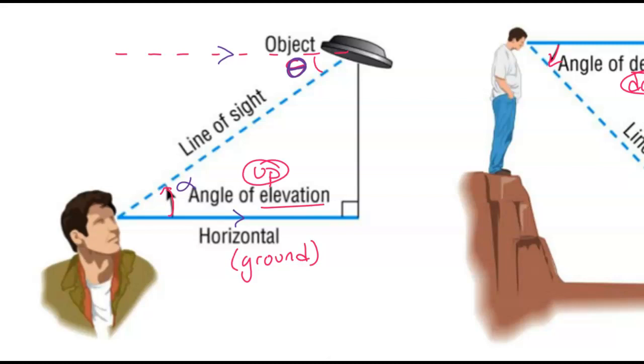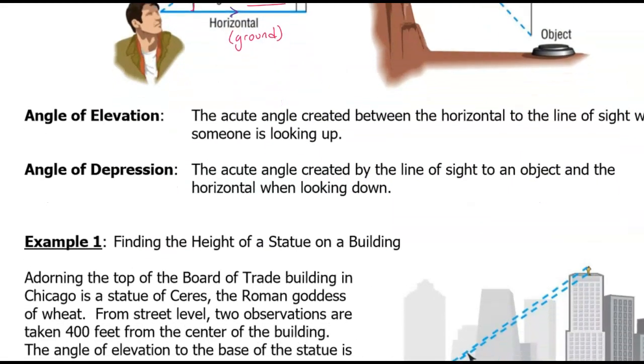And this is because our two horizontal lines are parallel, meaning theta and alpha are alternate interior angles. Therefore, they are congruent. They are the same. So if ever they give us this angle outside of our right triangle, we just have to find the alternate interior angle inside of our right triangle, and that's how we can solve using trig. Alright, so let's try it.